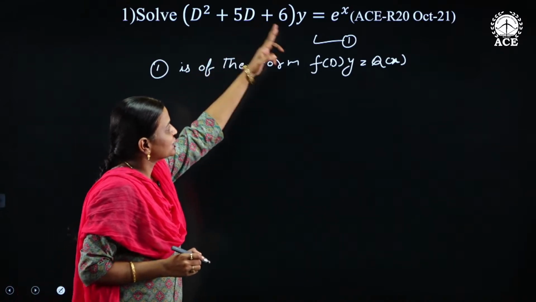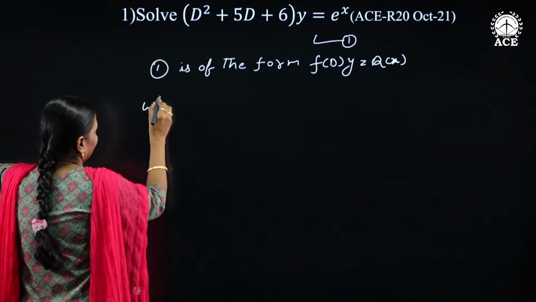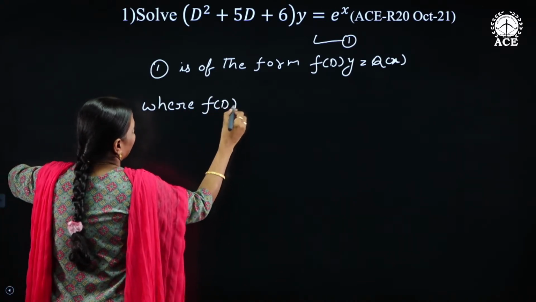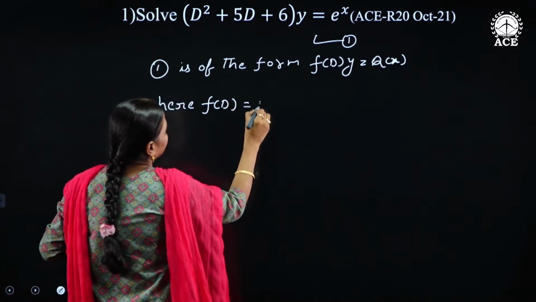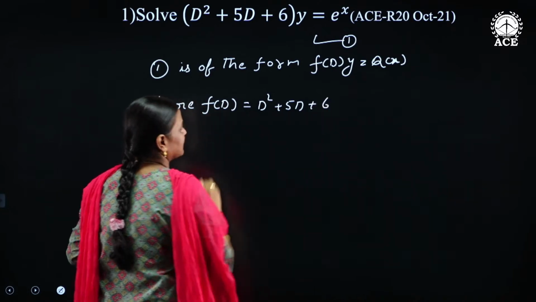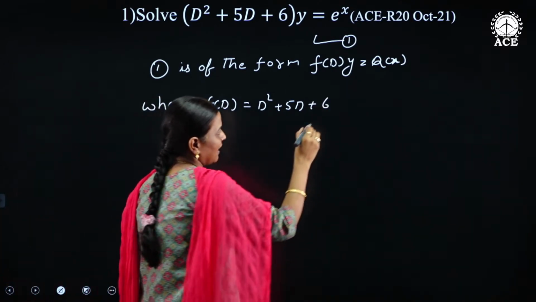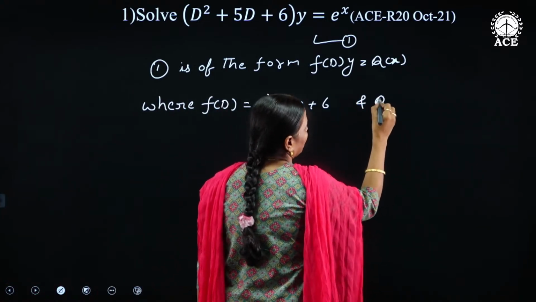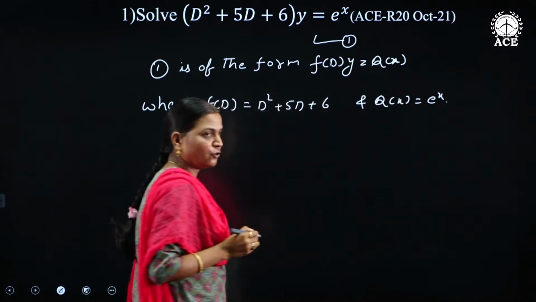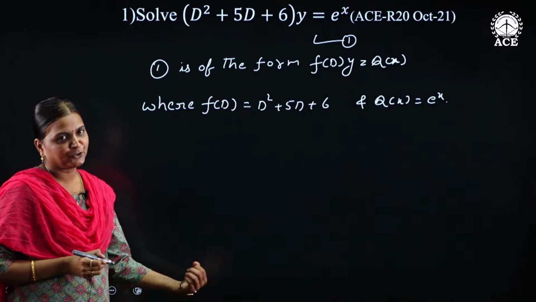Now compare equation 1 with this standard form and write the terms. What is F(D)? F(D) is equal to D² + 5D + 6. And what is the RHS? Q(x) is equal to e^x. This is a non-homogeneous differential equation, and here the general solution is in two parts.